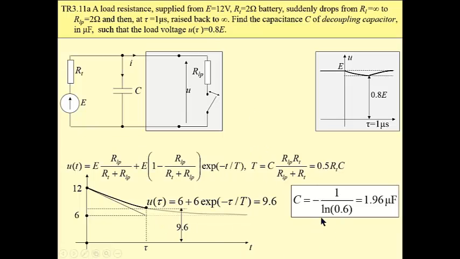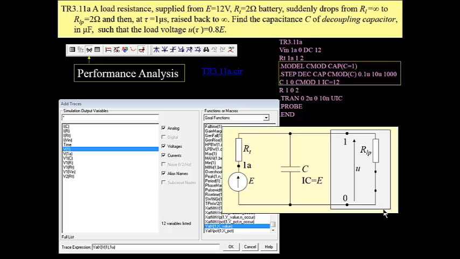Below we have calculations. The capacitance of this decoupling capacitor calculated is 196 microfarad. We may find this value by means of a PSpice simulation. At first, a non-schematic version, so we have to prepare a netlist. We have modeled our source by initial condition of a capacitor.